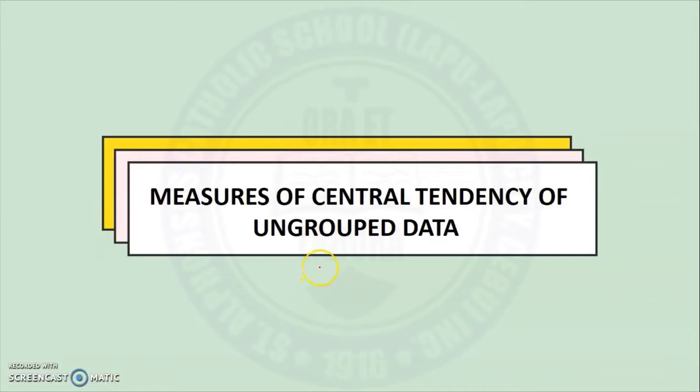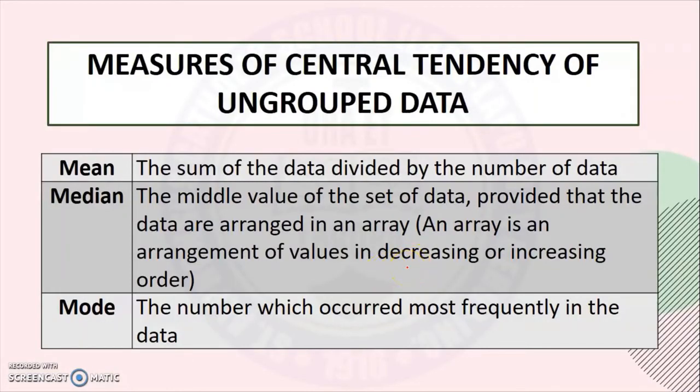Now, let's discuss the measures of central tendency of ungrouped data. So these are the three measures of central tendency of ungrouped data. We have the mean, median, and mode. When we say mean, it is the sum of the data divided by the number of data. When we say median, it is the middle value of the set of data, provided that the data are arranged in an array. When you say an array, it is an arrangement of values either in decreasing or increasing order.